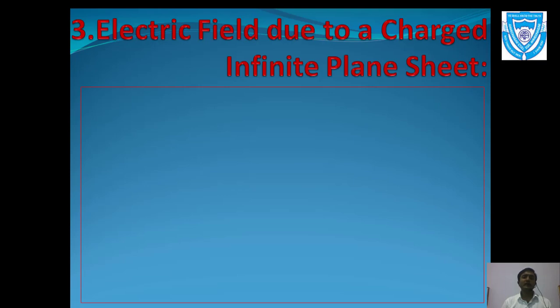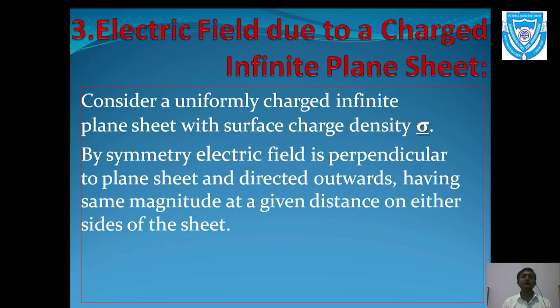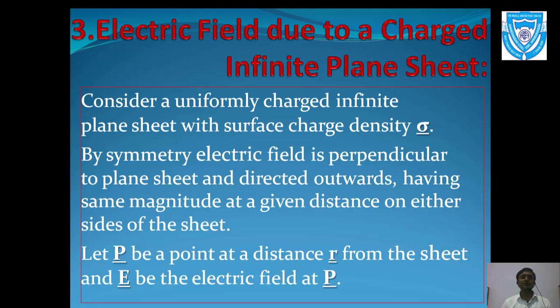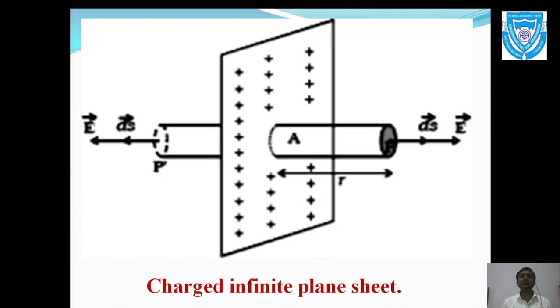Now the third application, electric field due to a charged infinite plane sheet. The explanation is the same over here, the explanation of the diagram. Consider a uniformly charged infinite plane sheet with surface charge density sigma. By symmetry, the electric field is perpendicular to the plane sheet and directed outwards, having the same magnitude at a given distance on either side of the sheet. Let P be the point at a distance small r from the sheet and E be the electric field at P. See this diagram and visualize it.